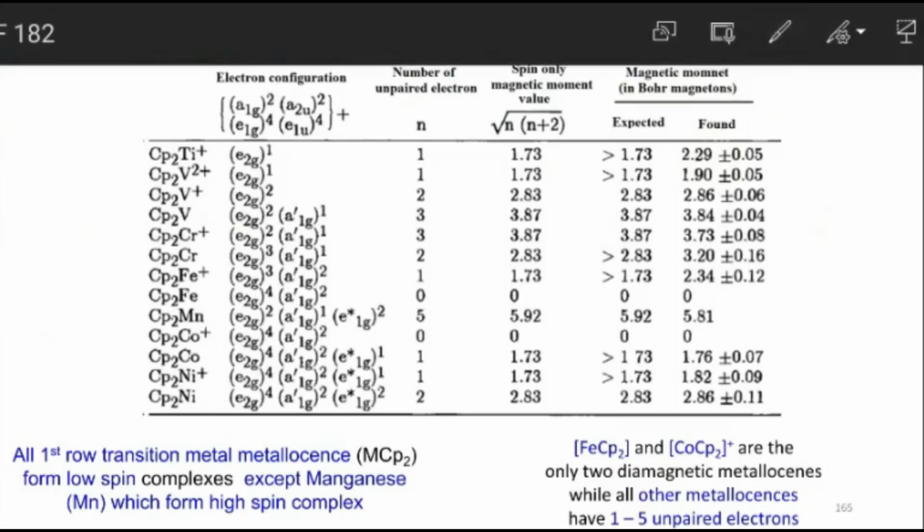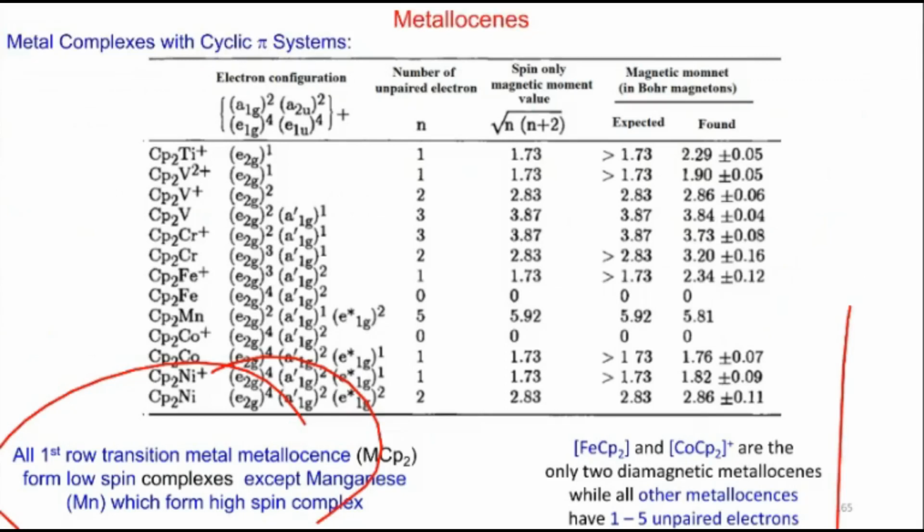There is only one case, manganese, where we need to be careful. Manganese with Cp forms a high spin complex. With Cp star, it is a low spin complex. Other than that, you follow the same approach and you will be able to get it done. Is that fine? Are you able to understand? Clear?